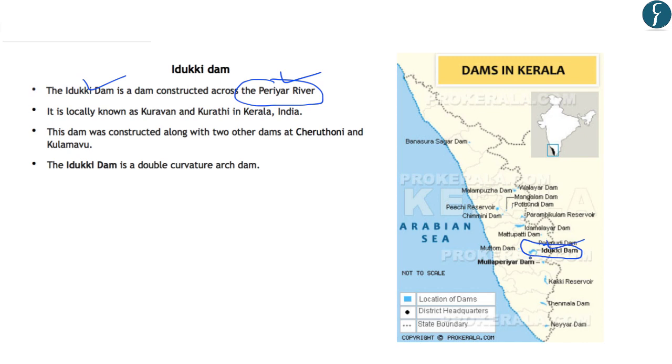Another important dam of Kerala is the Mulla Periyar Dam. Thirdly, it is locally known as Kuravan or Kurathi in Kerala. Another important piece of information is that this dam was constructed along with two other dams, the Cheruthoni and Kulamavu Dam. So these two dams were constructed along with the Idukki Dam. Further, the Idukki Dam is a double curvature arch dam. So this is important information and should also be kept in mind.